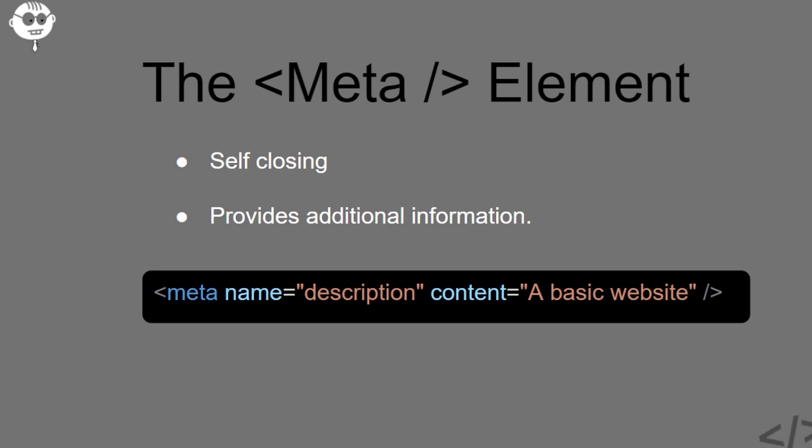These two attributes are kind of self-explanatory. You've got the name of the meta information you want to provide, metadata, and you've got the content it corresponds to. So we're setting the description to a basic website.